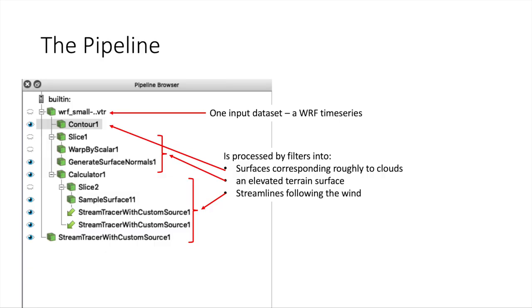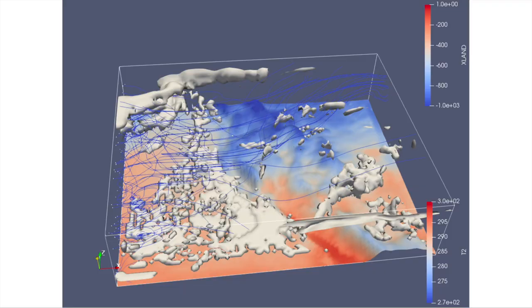The last filter in each pipeline has an open eye, indicating its visibility in the result. And here is the resulting visualization. You can see the three different derived data sets rendered: the lofted terrain surface, the cloud surfaces, and the streamlines.